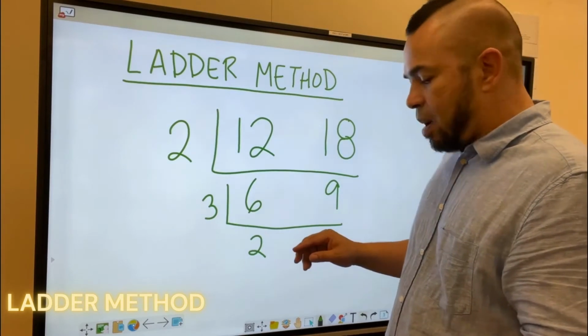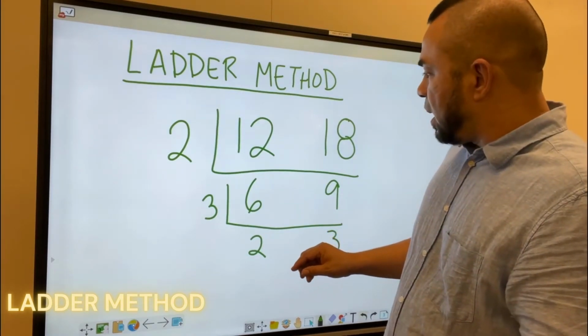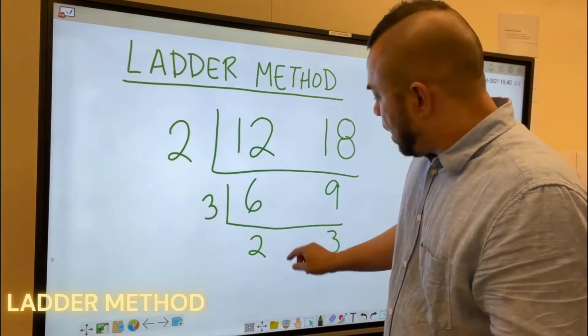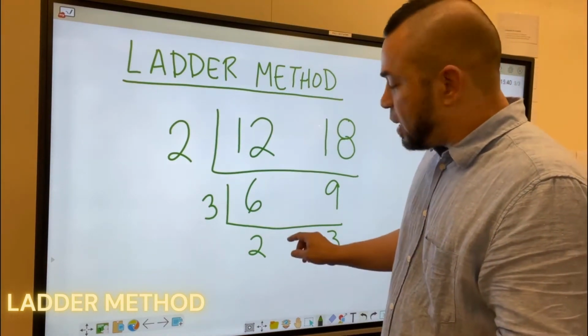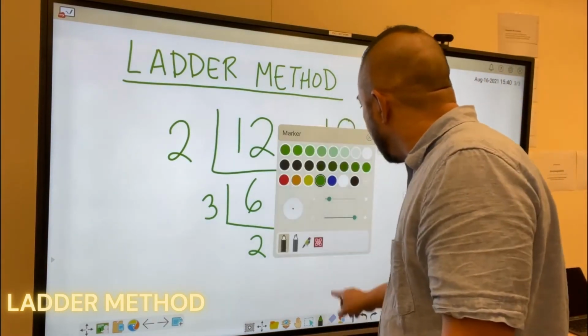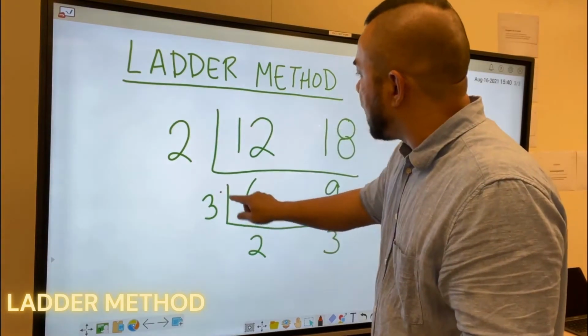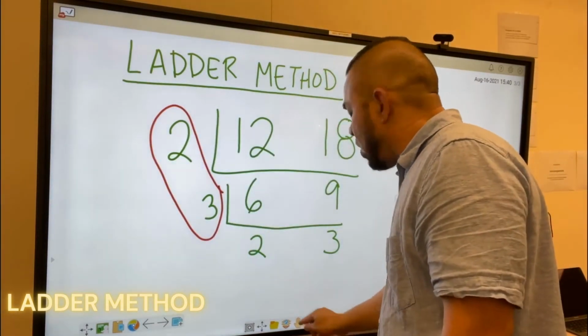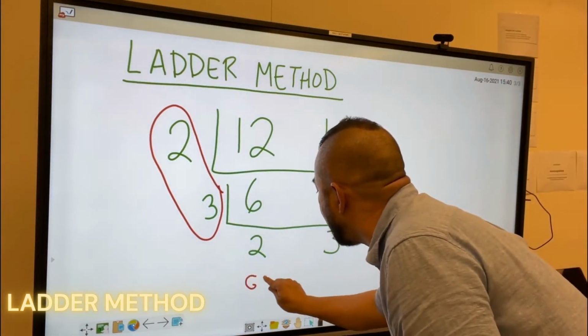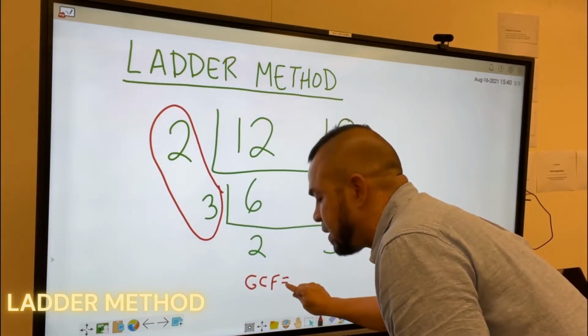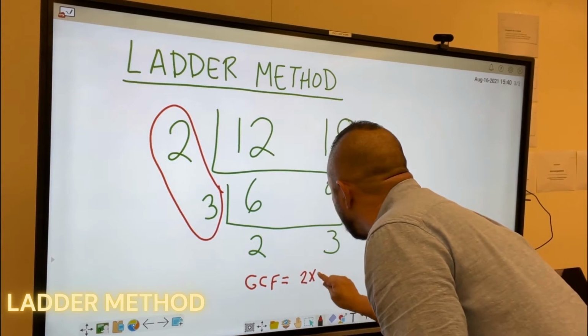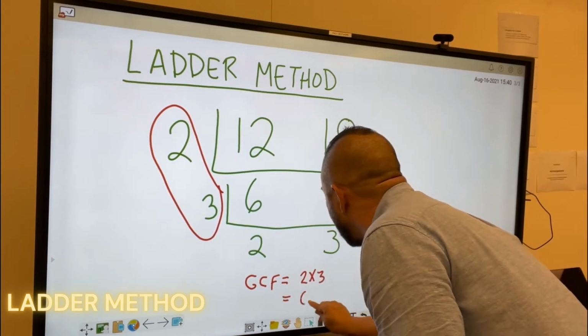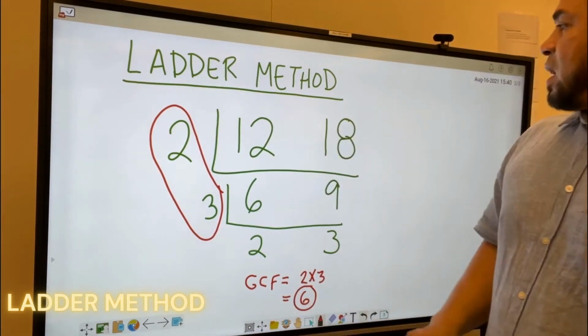So at this time, I can see that the greatest common factor is going to be, let me see, I'm going to use these 2 that I divided by, the 2 and the 3. And so what I see as my greatest common factor, or my GCF, is 2 times 3, which is really 6. So my greatest common factor is 6.